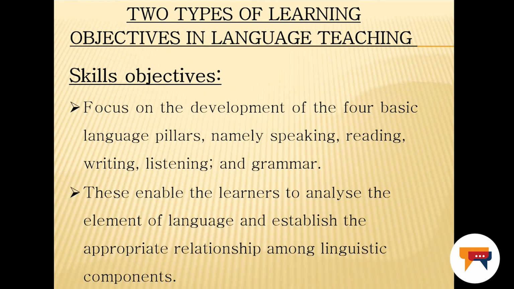There are 2 types of learning objectives in language teaching. Firstly, skills objectives. These focus on the development of the 4 basic language pillars, namely speaking, reading, writing, listening, and grammar. These enable the learners to analyze the element of language and establish the appropriate relationship among linguistic components. Those are your skills objectives.